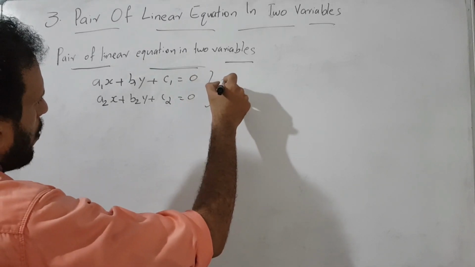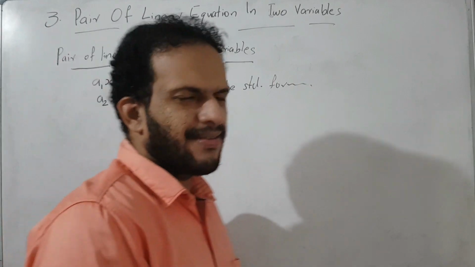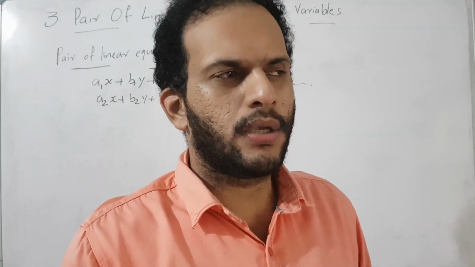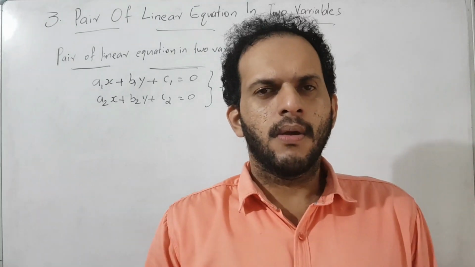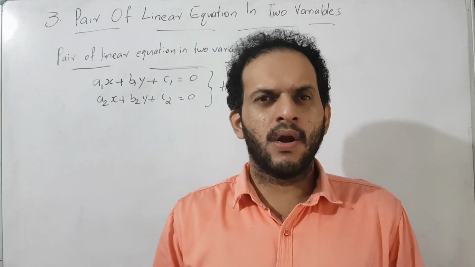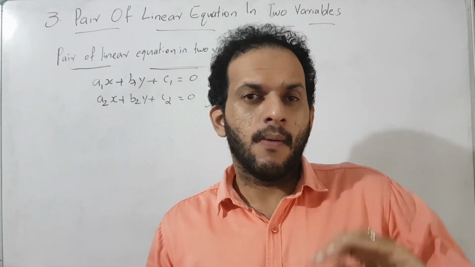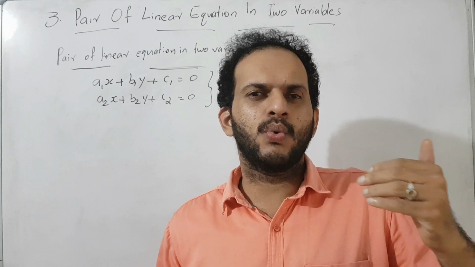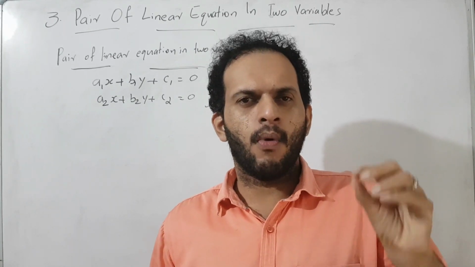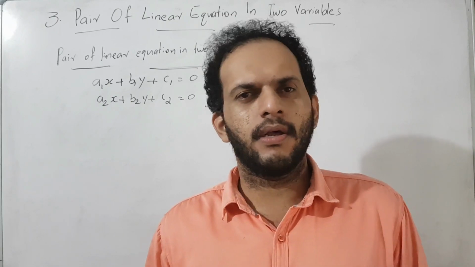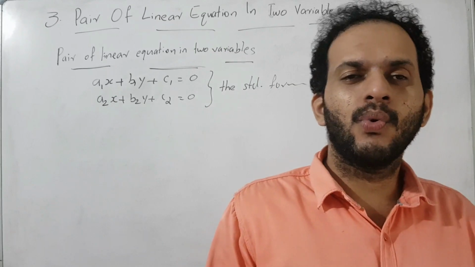This is the standard form of a pair of linear equations. What is the standard form of a pair of linear equations? a1x plus b1y plus c1 is equal to 0. Second one, a2x plus b2y plus c2 is equal to 0. Okay, these are the standard or general form of a pair of linear equations. The only difference is that here we have two equations.